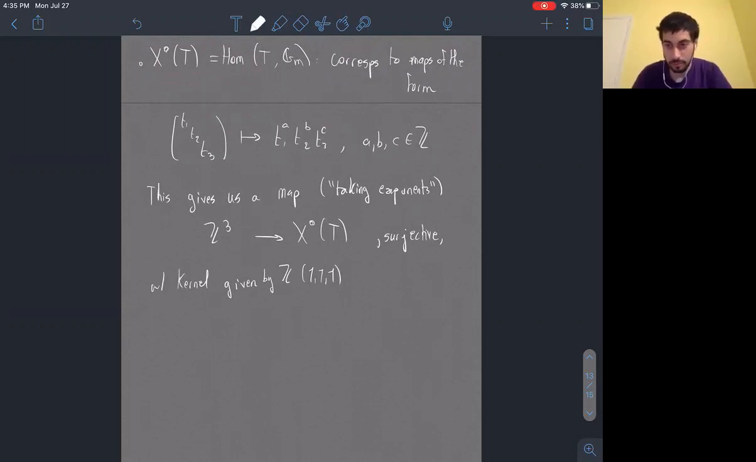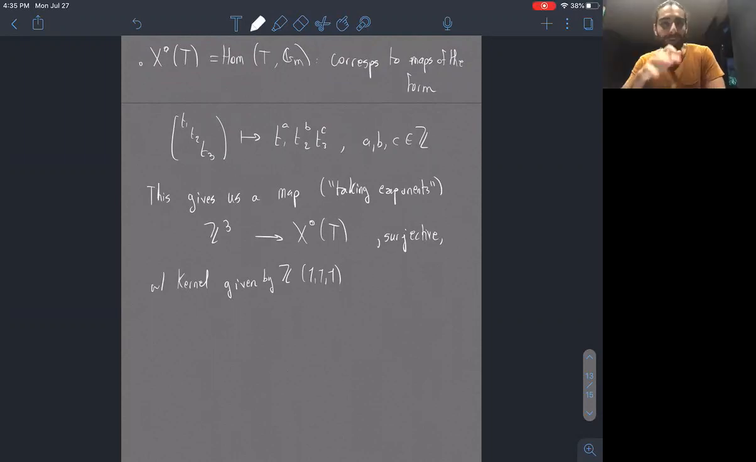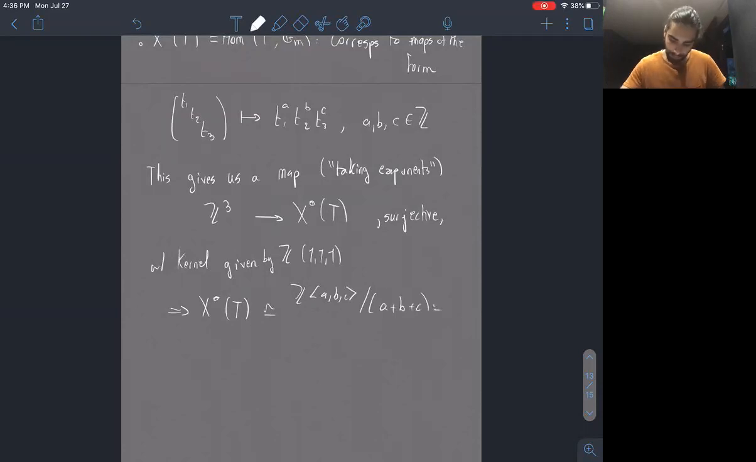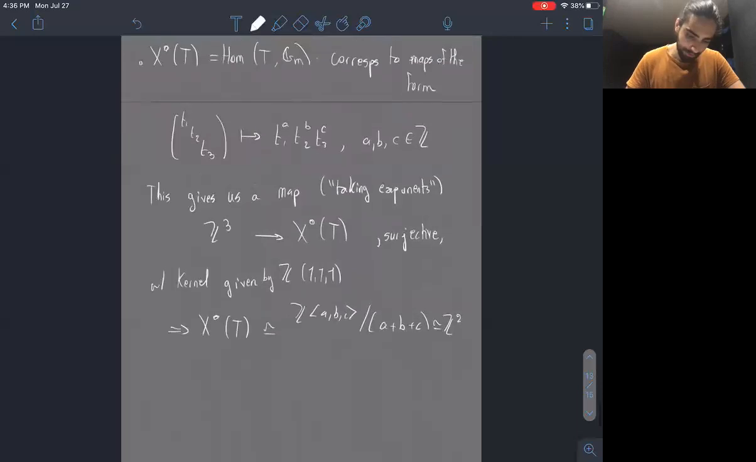Sounds good. Cool. So if we look at weights associated to SL3, we have this surjection from Z3 with one-dimensional kernel, and this identifies the weights of this torus with Z with 3 generators A, B, and C modulo the ideal generated by A plus B plus C. So this looks like a Z squared. And in general, SLn will have Z to the n minus 1 as a weight lattice. So those are the weights.